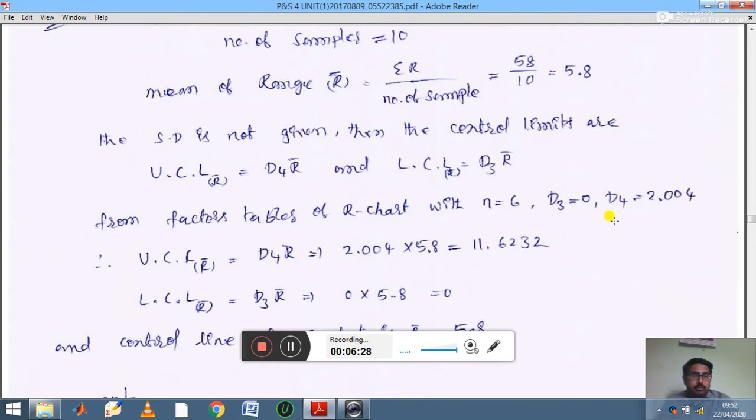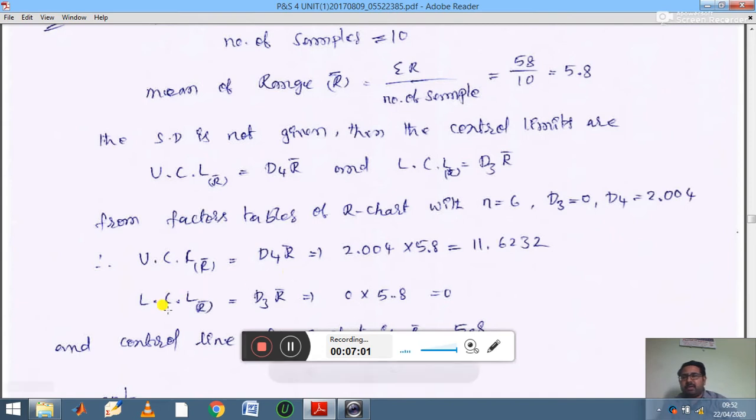Okay, you only need to remember these values. D3 value is always 0 and D4 value is 2.004. Usually they give the D3 and D4 values with the data itself. Then for calculation of UCL, UCL equals D4, which is 2.004, into the R bar value you calculated, which is 5.8. If you multiply these two, you get 11.6232. This is your UCL value.